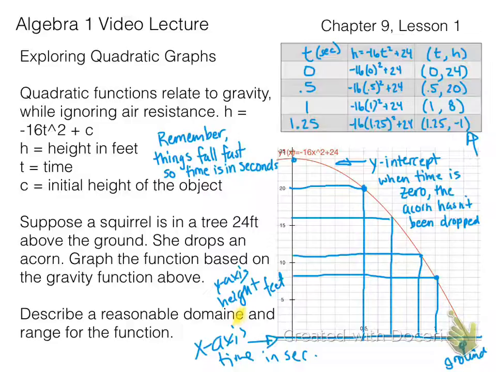So we know that basically at about, what was that, 0.22 maybe seconds? Or no, 1.22 seconds, relatively, is when the acorn's going to hit the ground. Okay? All right, and again, the domain is the x range, and since we don't care about negative time for this particular problem, it's 0 to here for the domain. And for the range of the function, well, it's going to be 0 feet to 24 feet, because that's the point at which the acorn hit the ground.